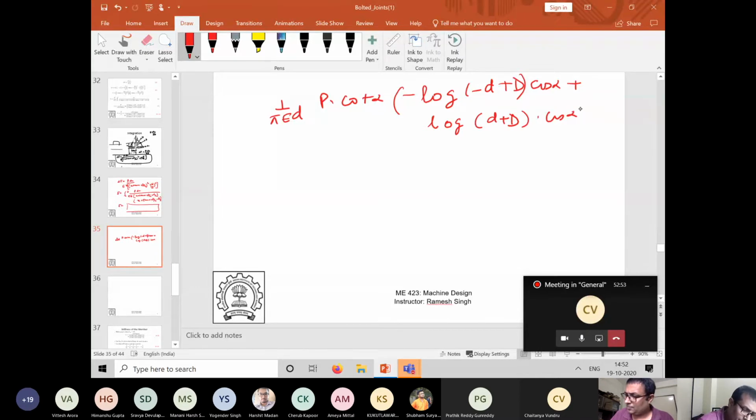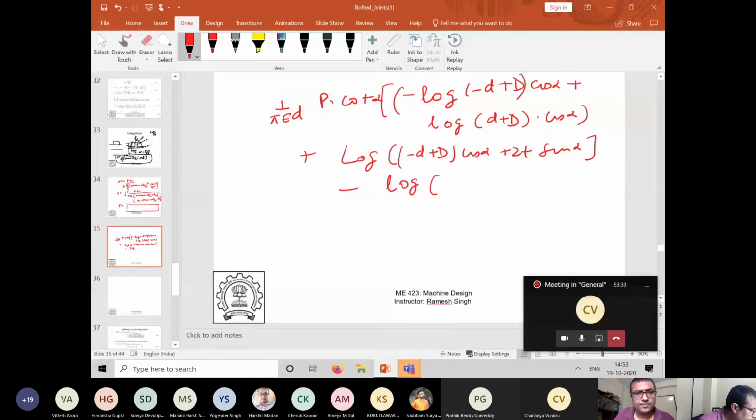This one you get plus log d minus d. Okay, I'll just keep the same thing the way it is there, minus d plus d cos alpha plus 2t sin alpha minus log d plus d cos alpha plus 2t sin alpha.